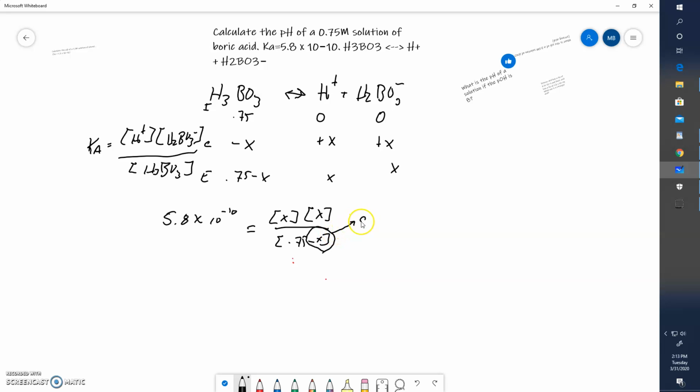So this one we're going to drop. Drop that x, and it makes this equation and this math a lot easier. So now I'm going to take 0.75 and multiply it by both sides. It'll cancel this 0.75 out.